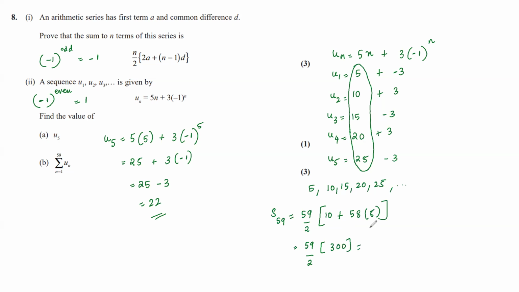So now 300 into 59 divided by 2 will give us 8,850. Now again we have a periodic sequence, we can say. The values are repeating. So minus 3 plus 3 minus 3 plus 3, etc. It goes 59 times. So throughout the first 58 times, when you add them up, we will get 0, because minus 3 and 3 gets cancelled, minus 3 and 3 gets cancelled.